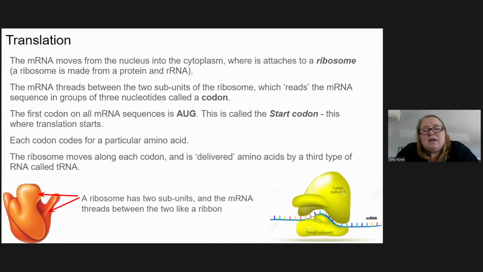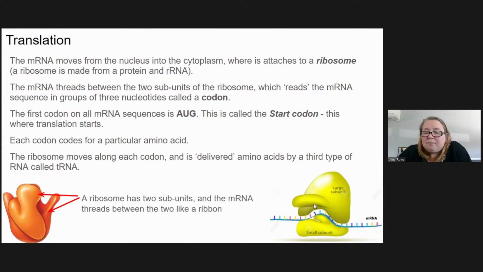So this is where the sequence on our mRNA is translated into a polypeptide chain, or a big long chain of amino acids. As you can see in this diagram down here on the right-hand side, and this one here, our ribosome has two subunits, okay, a small subunit and a large subunit, and our mRNA strand threads or fits between them like a ribbon. And this is so our ribosome can read the codons along the mRNA strand.